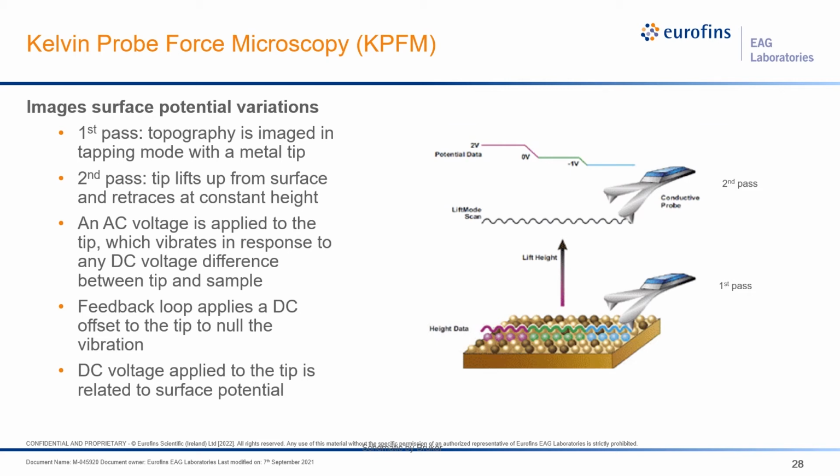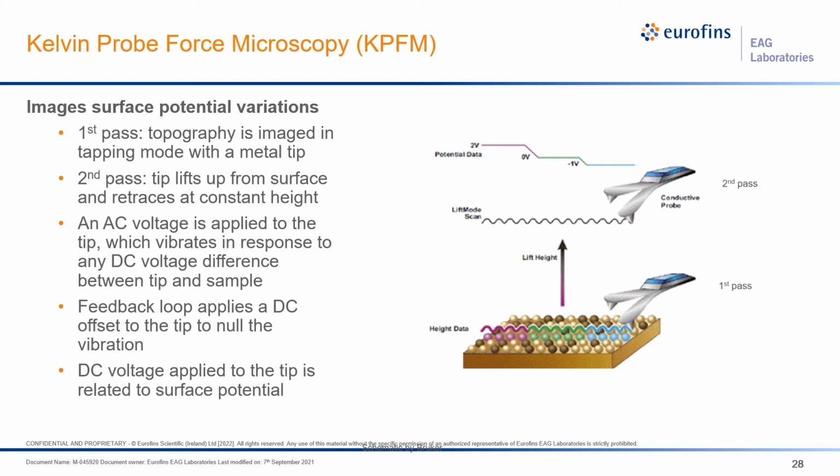The AFM first images the surface topography in either tapping mode or peak force tapping mode. Next, the probe is lifted a set height designated by the user from the surface, and it rescans the surface at a constant height. So in other words, it uses the height information it generated in the first pass to maintain a set height, somewhere around a ballpark of 100 nanometers, for example.